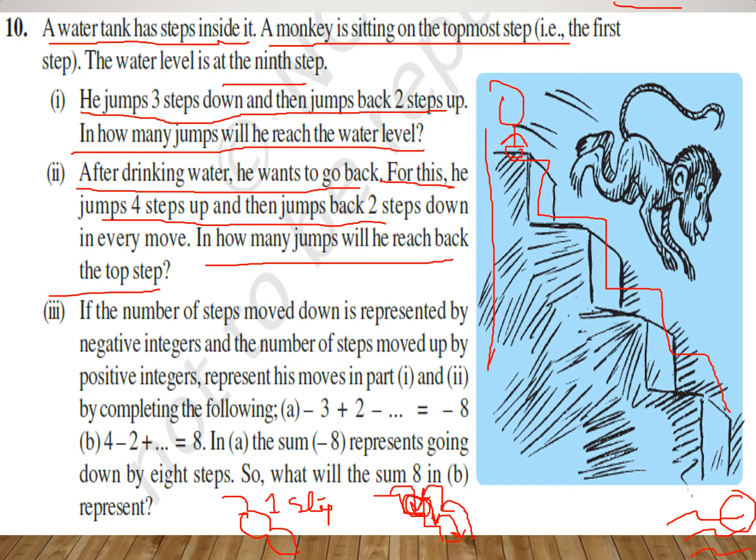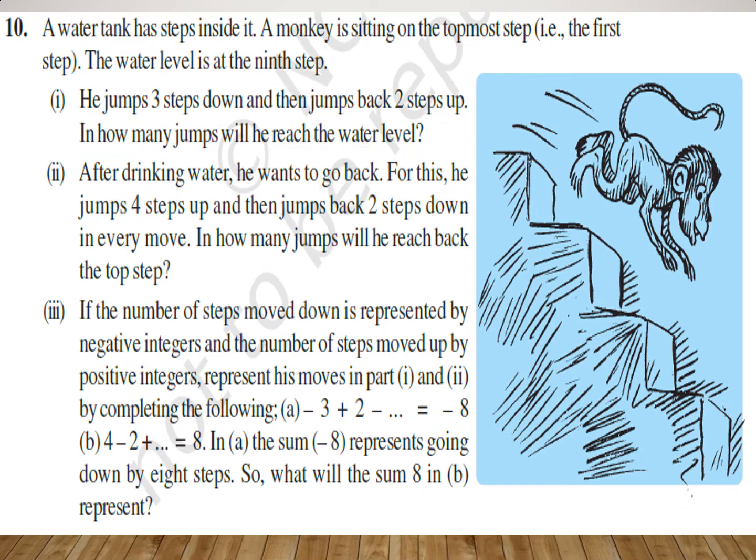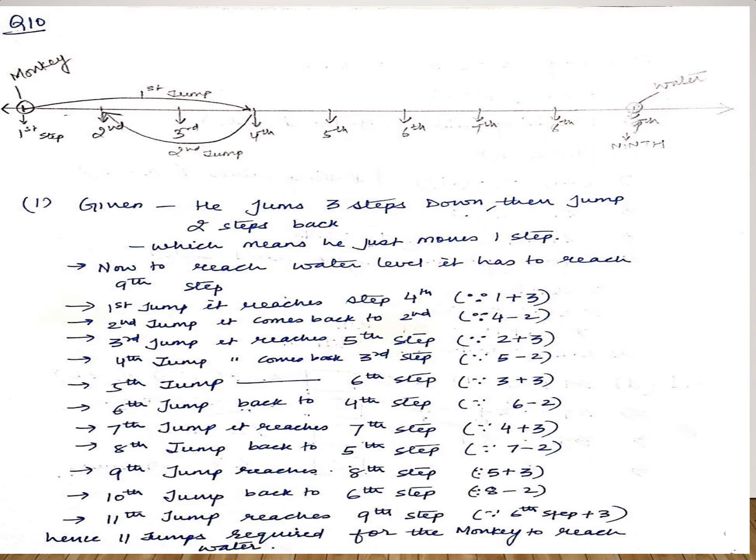Let's see. So the monkey has to reach from the first step to the ninth step following that game that he is playing. That in the first jump he goes forward 3, and in the second jump he comes back 2. So he will follow this game only, and we have to check how many jumps are required for the monkey to reach the ninth step, because water is at the ninth step. So let's see one by one.